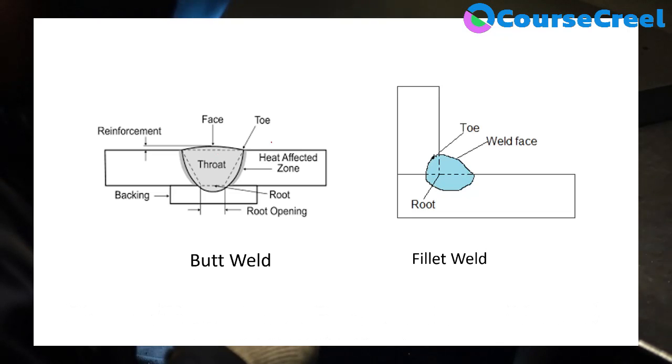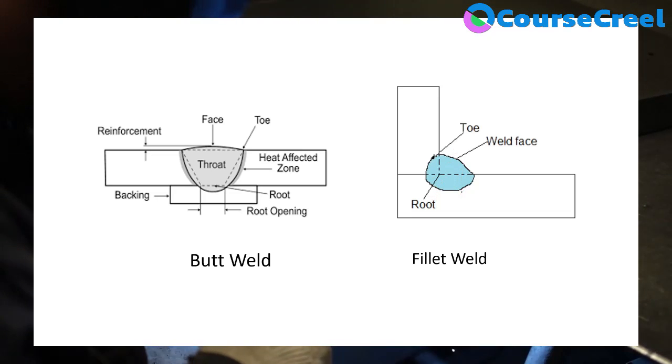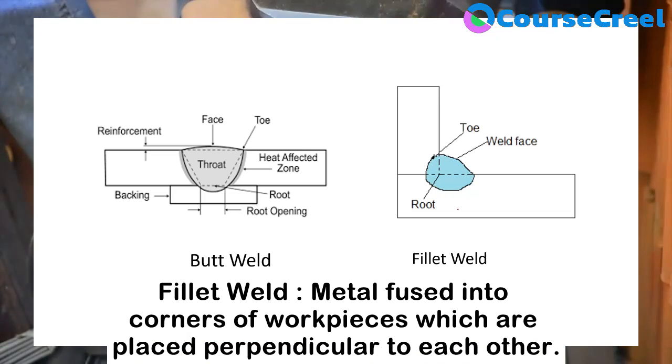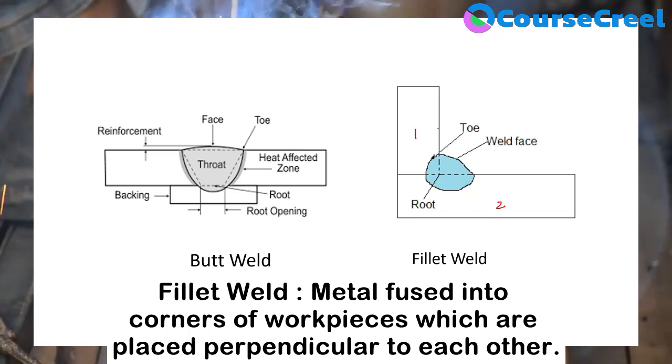Now coming to the fillet weld, so let's see some points related to fillet weld. Fillet weld consists of a number of terms like root, toe, weld face, etc. We can define fillet weld where the metal is fused into the corner of a joint made of two pieces placed perpendicular to each other. So here we have two work pieces, one and two, which are placed perpendicular to each other, and here metal is fused into the corner of the joint.